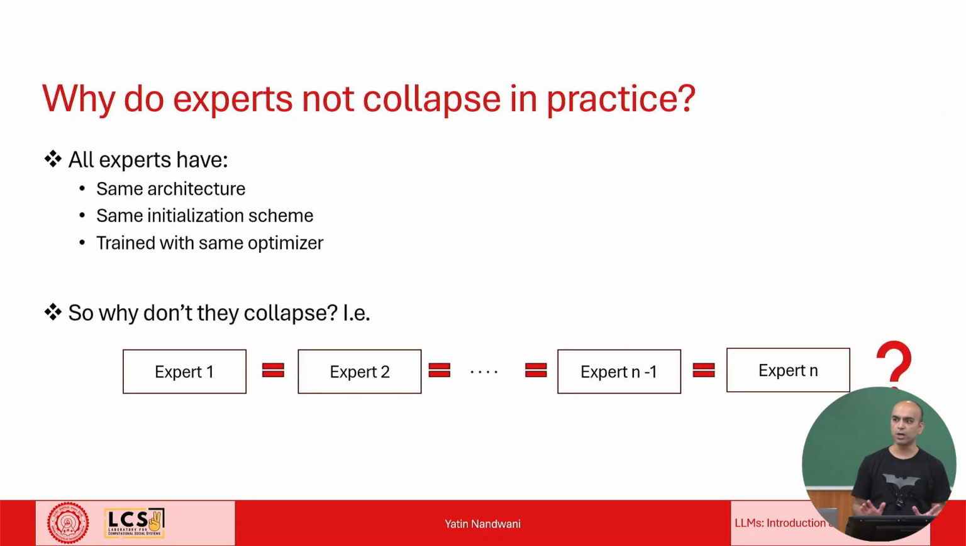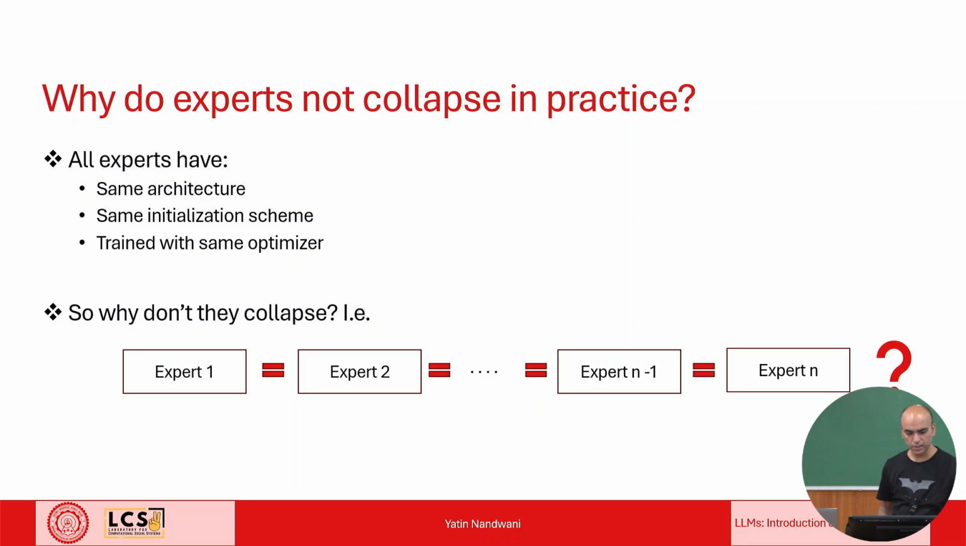Now we have looked at how mixture of experts work in deep learning and in transformers. Let's try to do some analysis on top of it, and let's see what is actually happening underneath. How is the learning progressing and all of that, right? So one question is that why do these experts not collapse in practice?